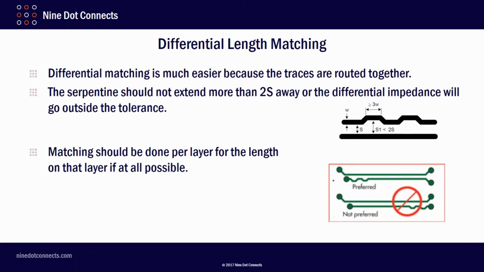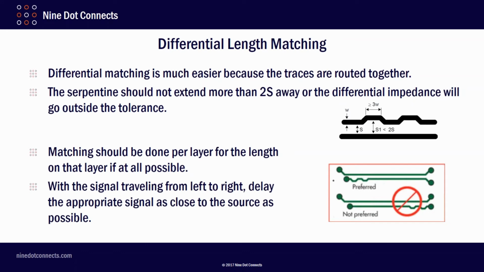In other words, if you're meandering through a board and you have to go from the microstrip down into, let's say, layer 3 to route in stripline for a while, and then you have to drop down to layer 15, then you have to come back up to layer 1, you want to do whatever tuning of matching the length within that layer, if at all possible. If we look at the signal traveling from left to right, delay the appropriate signal as close to the source as possible.